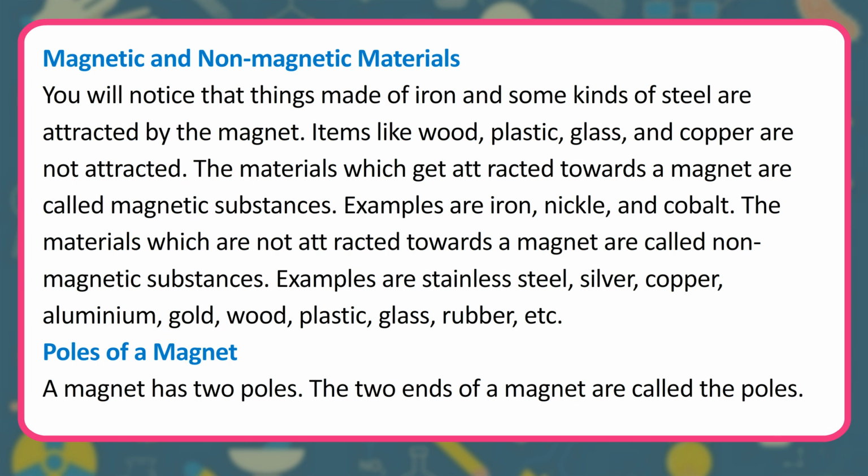The materials which are not attracted towards a magnet are called non-magnetic substances. Examples are stainless steel, silver, copper, aluminium, gold, wood, plastic, glass, rubber, etc. Poles of a magnet. A magnet has two poles. The two ends of a magnet are called the poles.